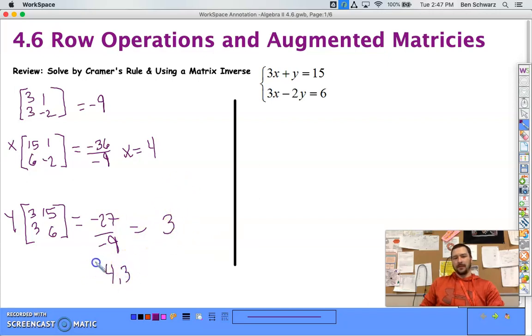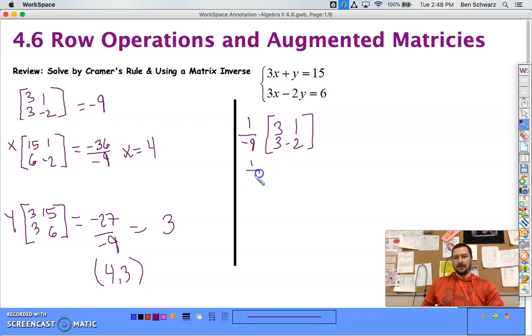We already know what it is, but let's just review how to do it by multiplying inverses. So when you're using the inverse, first of all, we're going to take the inverse of the 3, 1, 3, -2. So first we find that determinant, which we already knew is -9. So 1 over -9. And then we got to multiply that.